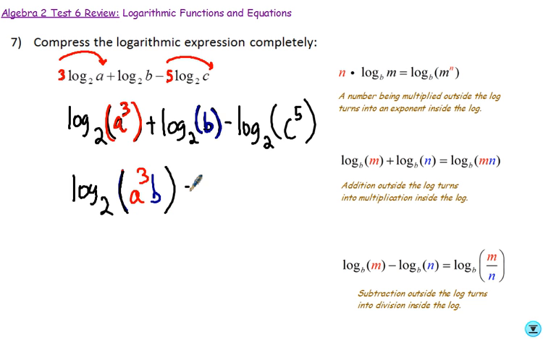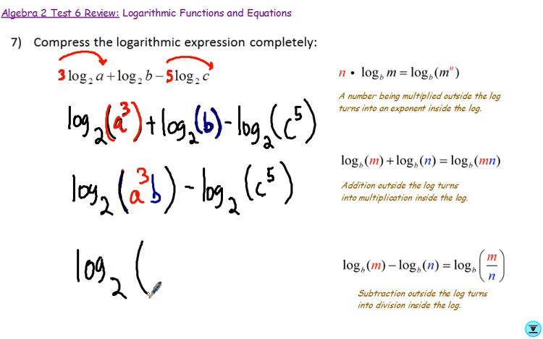Now we still have this minus log base 2 of c to the 5th power. Well, we're familiar with this log property. 2 logs that are being subtracted, you want to put those 2 things together, you can do it. It just turns into division. So what I would end up having here is log base 2 of a cubed b over c to the 5th.